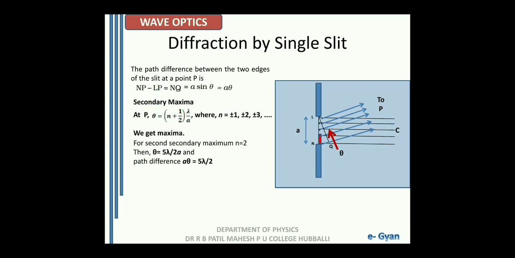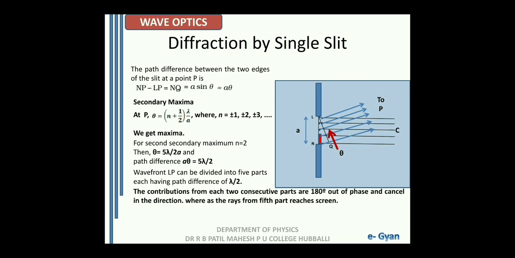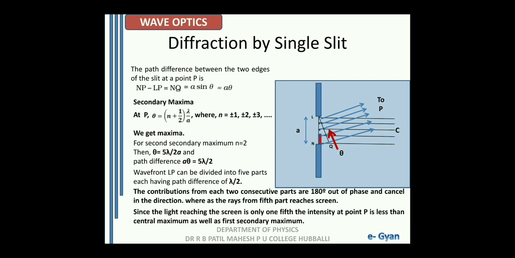In the second secondary maximum, let us put n is equal to 2. Then theta will be equal to 5 lambda by 2a, and the path difference a theta becomes 5 lambda by 2. Now we divide the whole wavefront into 5 equal parts, each with path difference lambda by 2. The contributions from each two consecutive parts are 180 degrees out of phase and cancel in that direction, whereas the rays from the 5th part reach the screen. Only 1/5 of the light will reach the screen. So the light reaching the screen for the second secondary maximum position is 1/5. Hence it is less than the central maximum as well as the first secondary maximum.